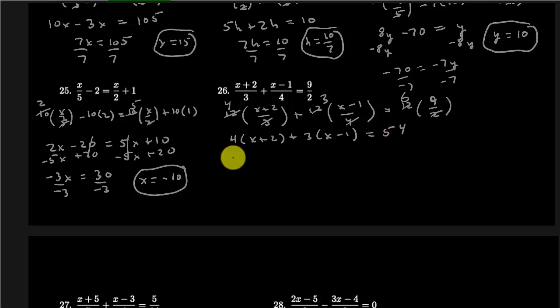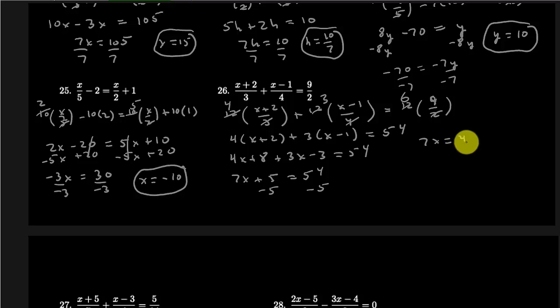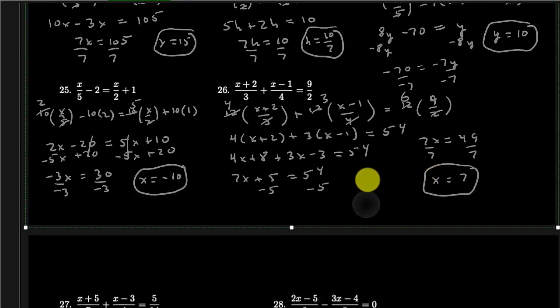Now I have to clear the parentheses, so that's 4x plus 8 plus 3x minus 3 is equal to 54. Combine like terms, 7x plus 5 is equal to 54. Subtract 5 from both sides. Well, look at this. I get 7x equals 49. Divide both sides by 7. x is equal to 7. All right, we're over halfway finished.